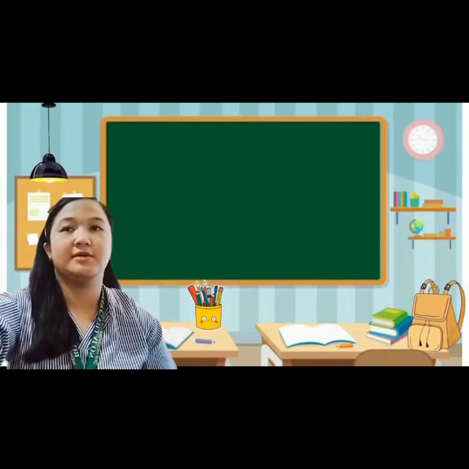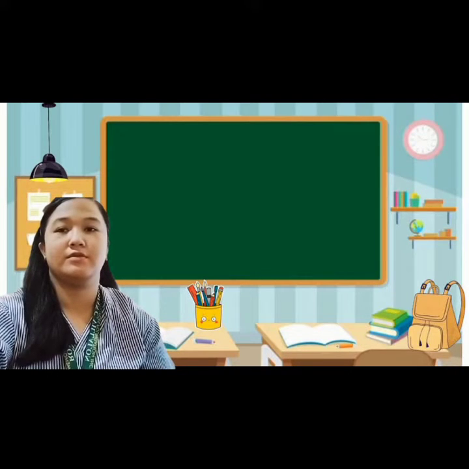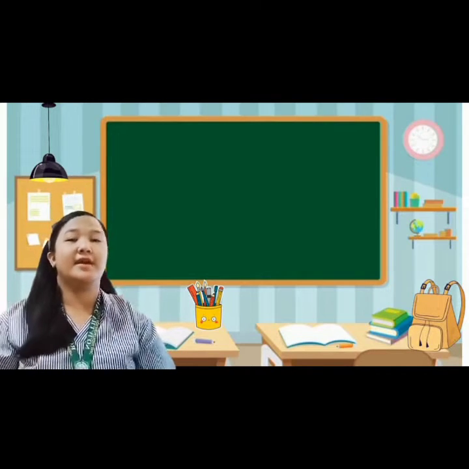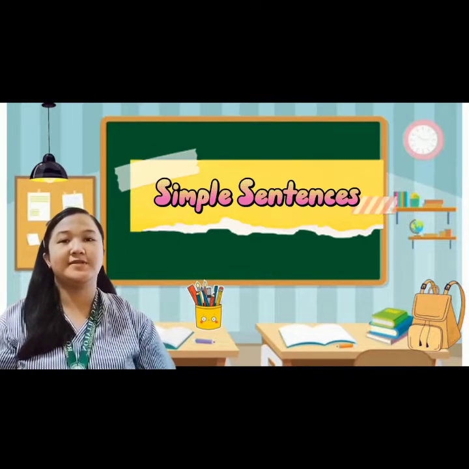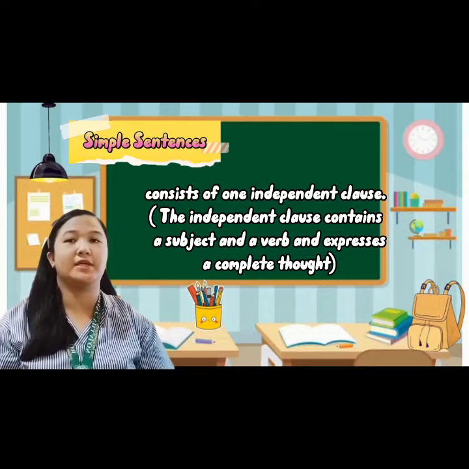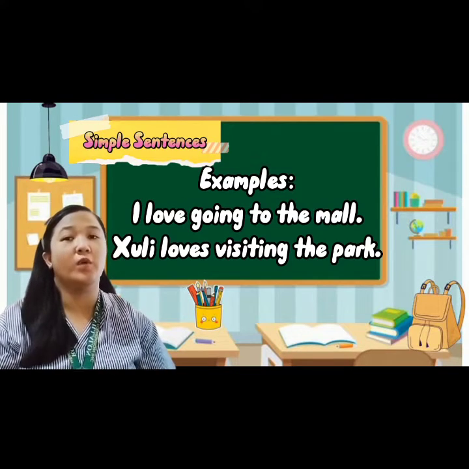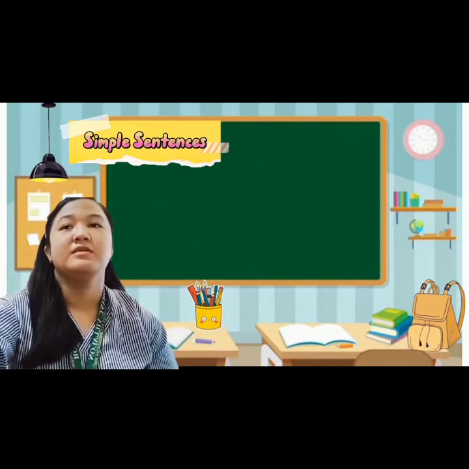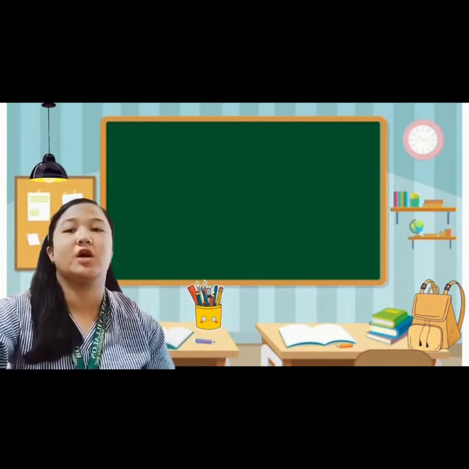Next will be kinds of sentences according to structure. Simple sentence consists of one independent clause. The independent clause contains a subject and a verb and expresses a complete thought. Examples: I love going to the mall. Sully loves visiting the park. So that is the simple sentence kanang nag-consist kuno siya og independent clause.